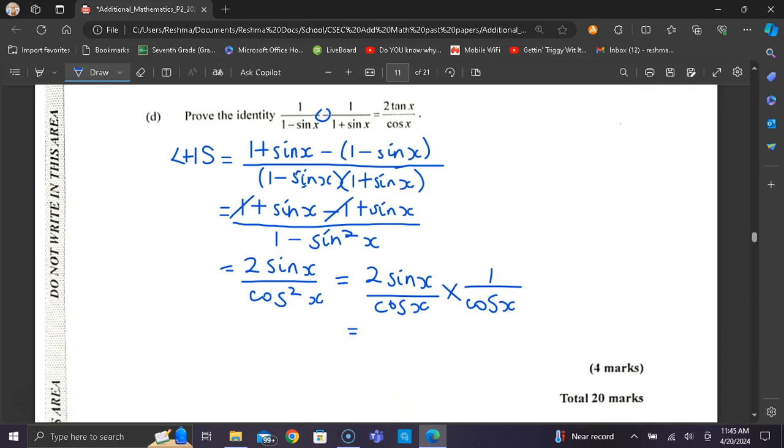And the reason for doing that is because I need to get tan x on the right-hand side. And the only way to get tan x is if I have sin x over cos x, which is an identity. Right? So sin x over cos x is tan x. So this will be 2 tan x. And then, of course, the cos x is still in the denominator. So we get 2 tan x over cos x, which is equal to our right-hand side. So we have proven our identity.